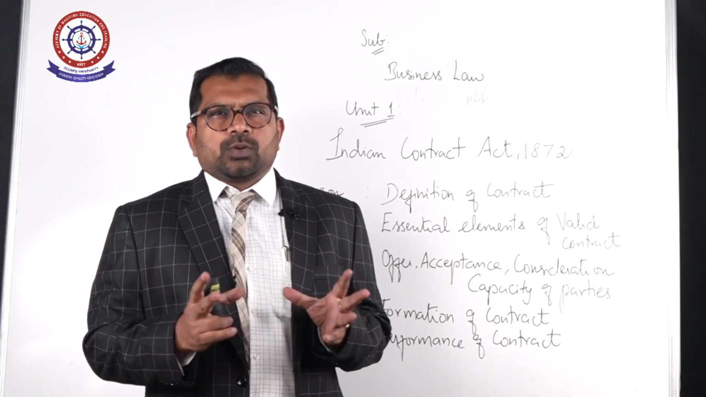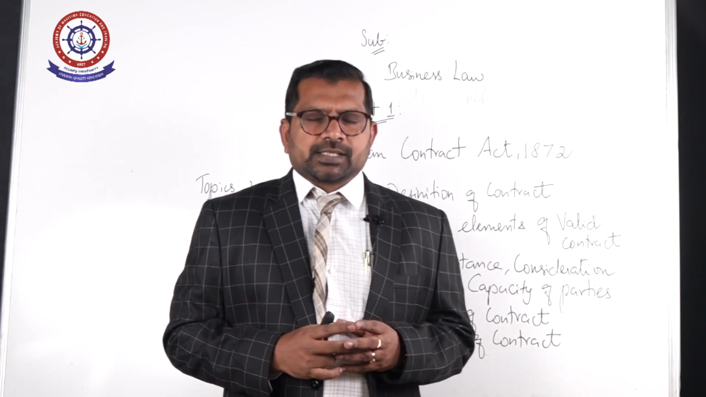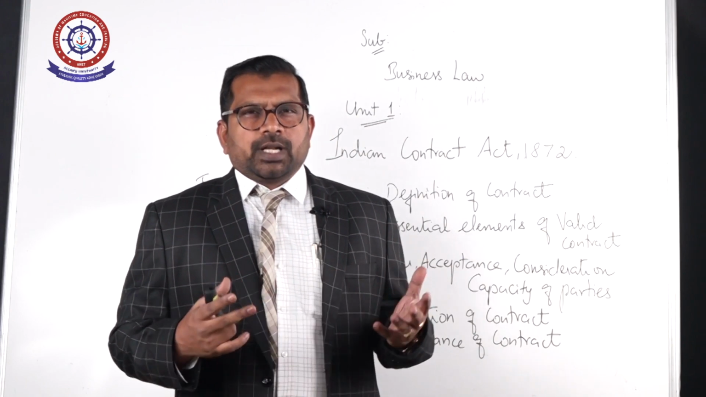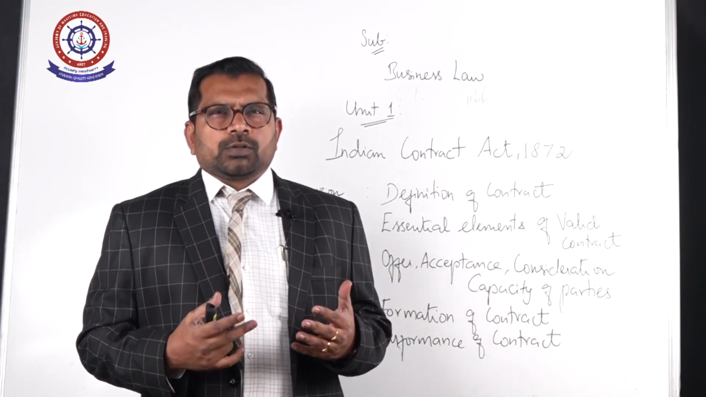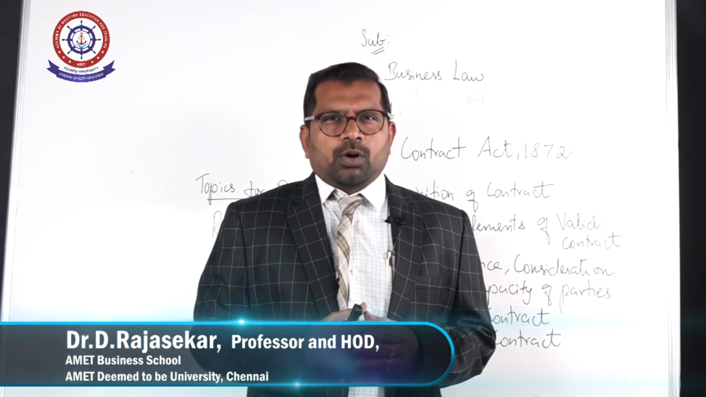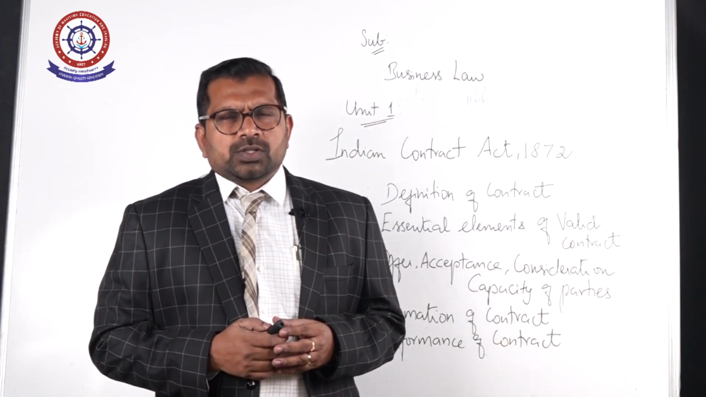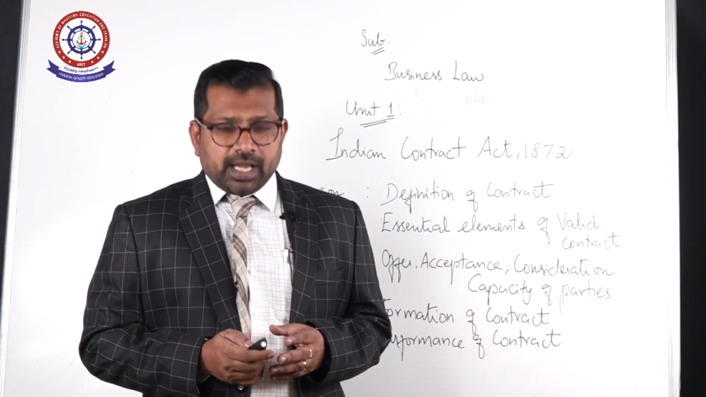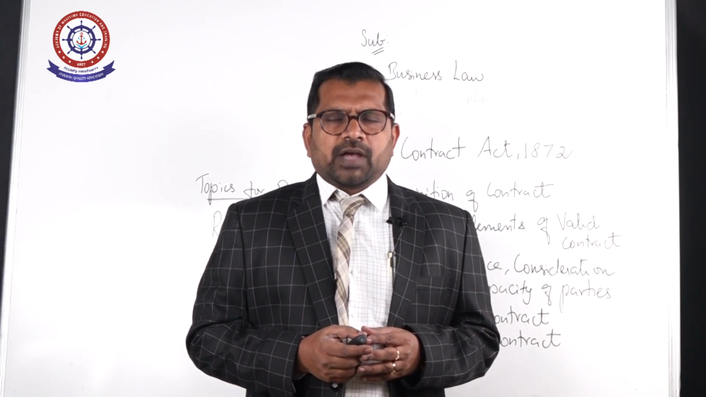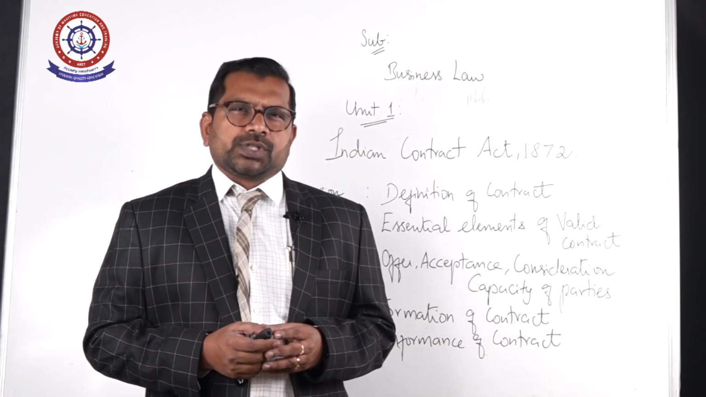In this Business Law, there are totally 5 units. The first and foremost important unit we are going to discuss, Unit 1, is the Indian Contract Act 1872. Commonly, in day-to-day transactions with any related documentation, a contract is very much important between the parties. The Indian Contract Act 1872 has been enacted for the purpose of having the contract between the parties in order to avoid disputes in future.